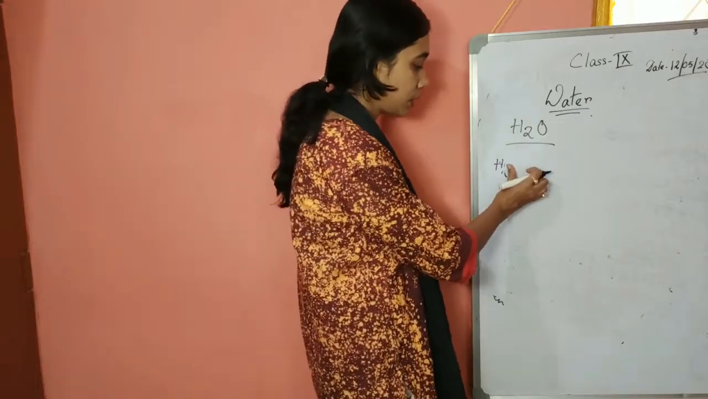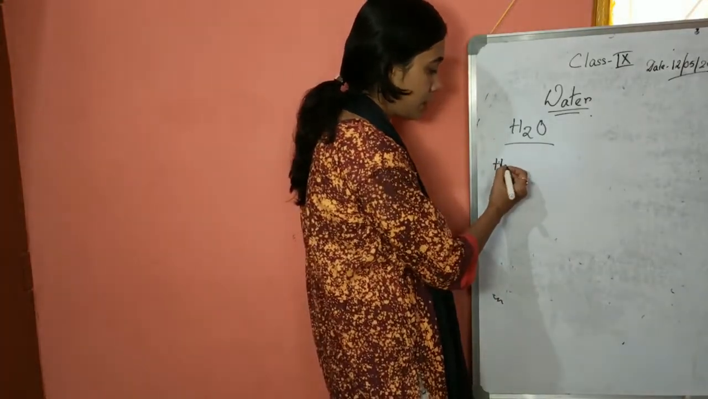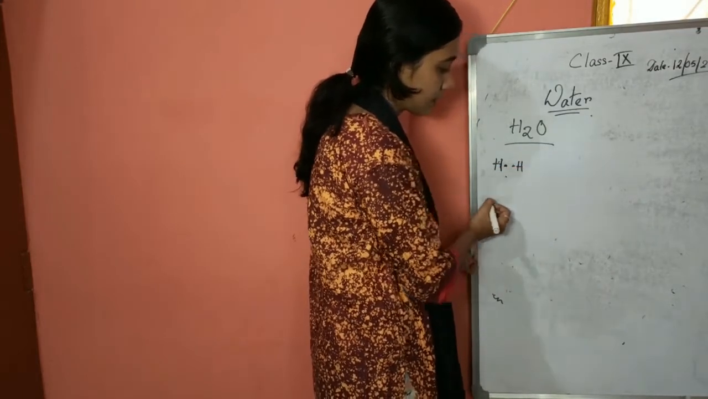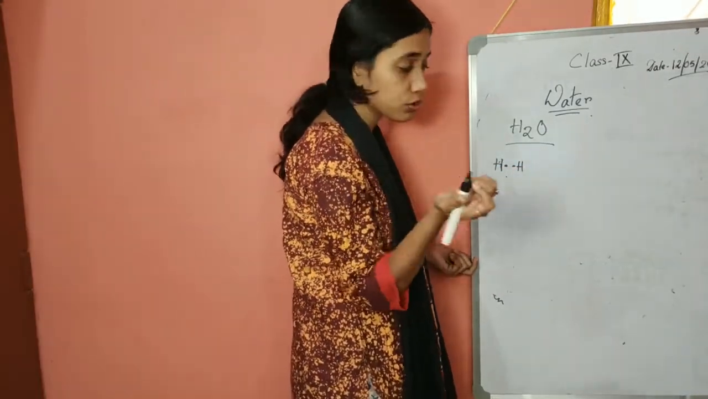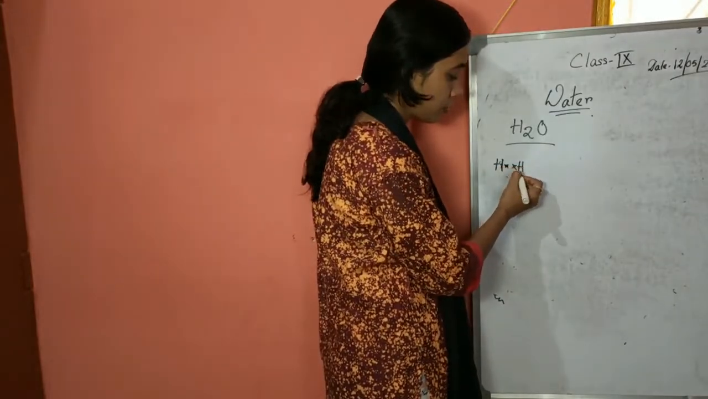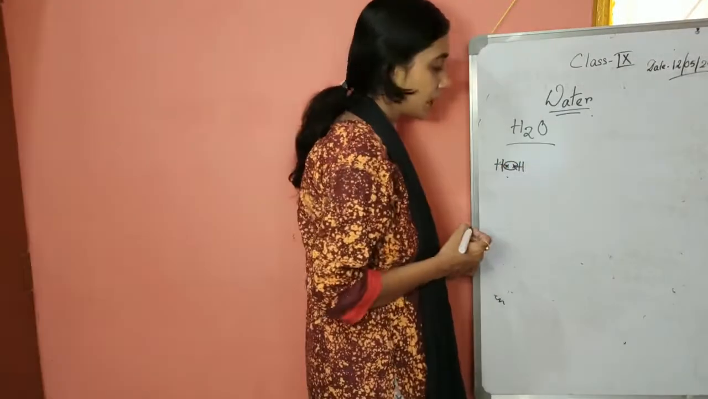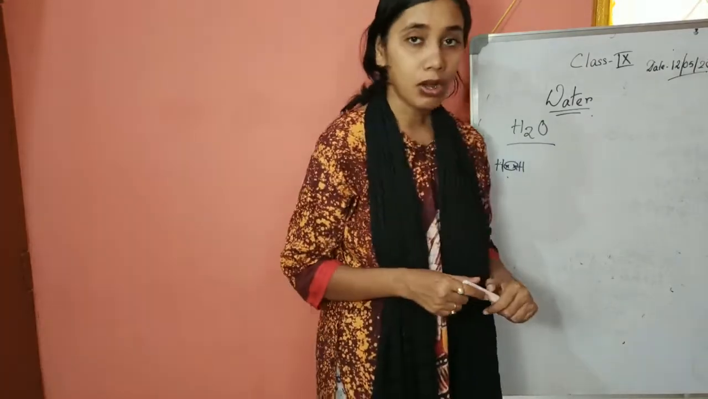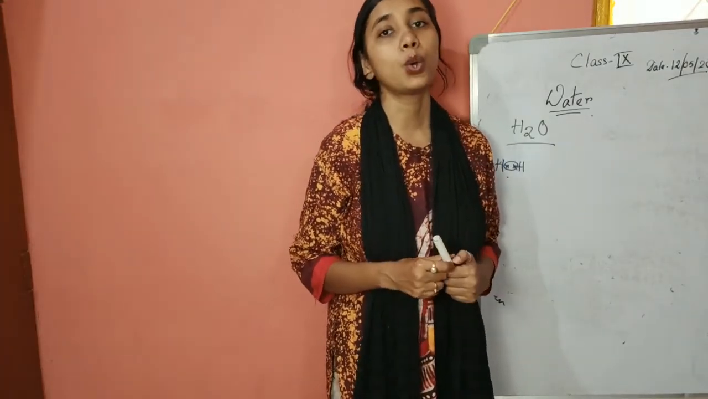So how do we draw this one, how do we write this one? Hydrogen, we write a dot outside, and then another hydrogen we write a dot outside. You can write a cross also instead of dot, like this small cross, and then we show the sharing of electrons. Now this is called a dot cross diagram, and that is called a covalent bond.